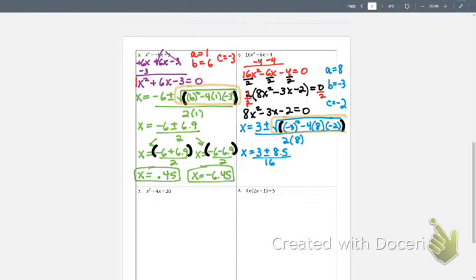So we're going to split this up into 2 answers. So we get x equals 3 plus 8.5 divided by 16, which gives us x equals 0.72 if you've done this right. And then you get x equals 3 minus 8.5 divided by 16, which is negative 0.34.